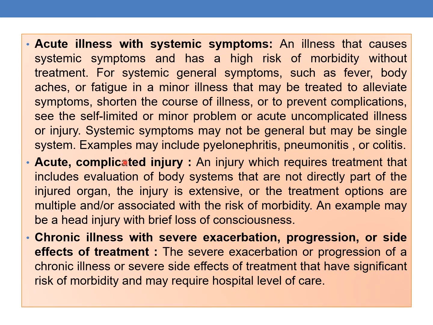The next is acute complicated injury. An injury that requires treatment that includes evaluation of body systems that are not directly part of the injured organ, and the injury is extensive or treatment options are multiple and/or associated with risk of morbidity. An example is head injury with loss of consciousness. This is an example of acute complicated injury.